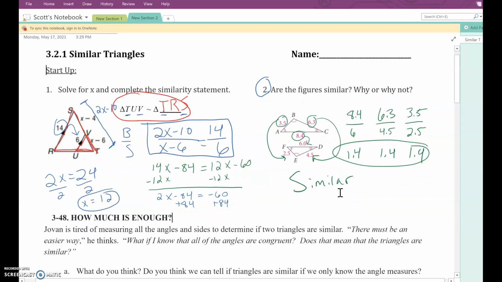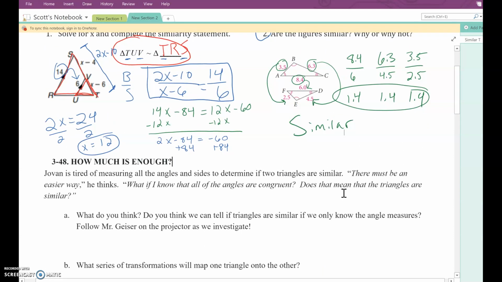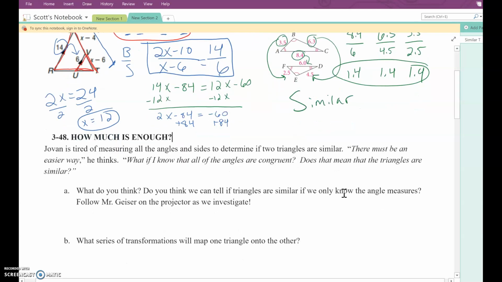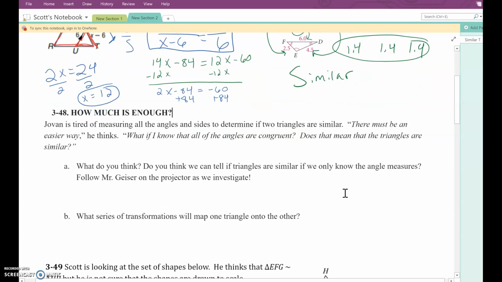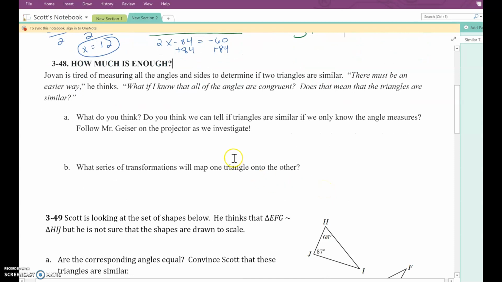All right, coming back down here, Javon is tired of measuring all the angles and sides. So like up here, it's a lot of work. A lot of angles, a lot of sides, a lot of things we have to do. He's like, man, there must be an easier way. Hey, guess what? There is. What if I know all the angles are congruent? Does that mean the triangles are similar? What do you think? Go ahead and write something right here. See what you think. If I just have the angles, will that mean that the triangles are similar?